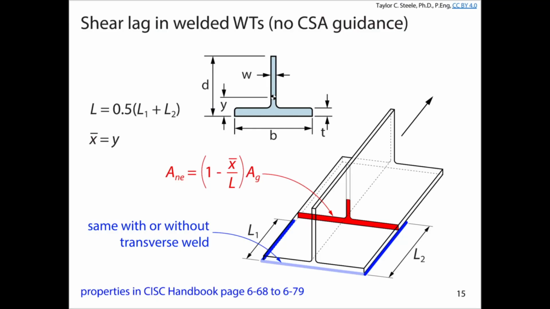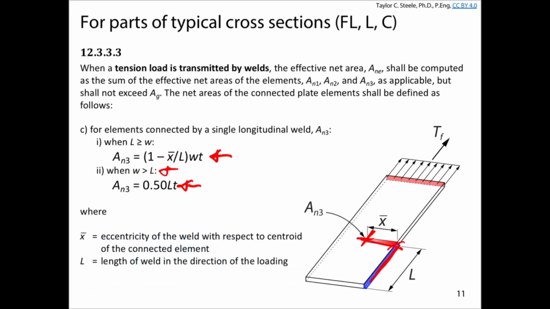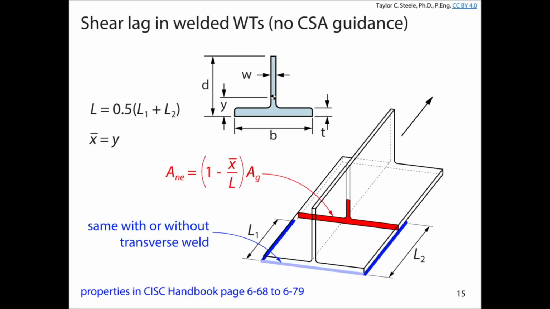What I would suggest in this case, and what would be common practice, would be to just take the net effective area as the shear lag factor 1 minus x bar over L multiplied by the gross area of the WT. This is similar in some ways to what we had here previously. We're using that same 1 minus x bar over L calculation to get a shear lag factor. And in this case, it would work relatively well. X bar is equal to y here, right? So that's x bar that we'd use for the calculation. And so it's pretty straightforward to do this.